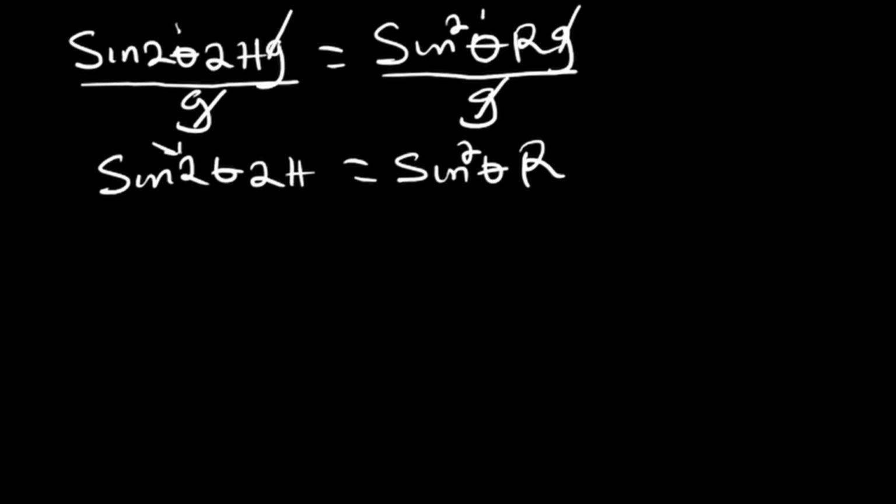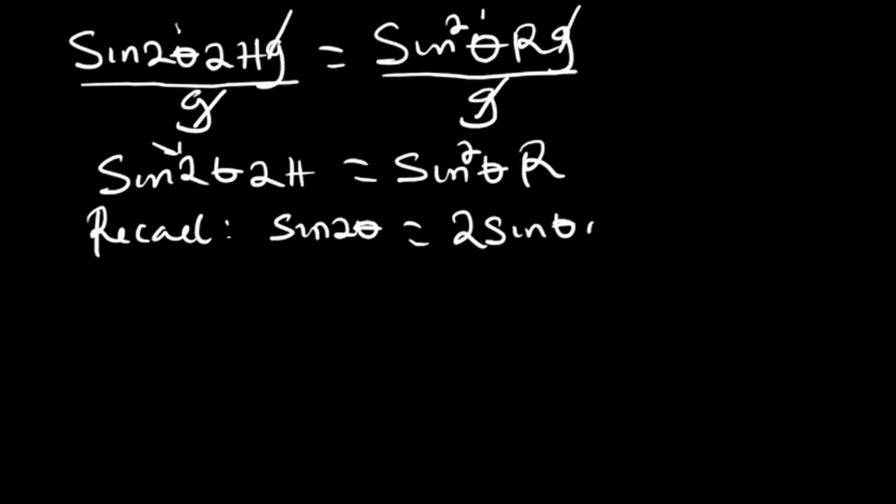But we're going to apply trigonometry here. Let me give you one tip. You need to recall that sine 2 theta is a double angle identity, and we're going to replace it with its equivalent. Sine 2 theta is equal to 2 sine theta cos theta. This is trigonometry, right? So whenever you see sine 2 theta, it is mathematically correct to replace it with its equivalent, which is 2 sine theta cos theta.